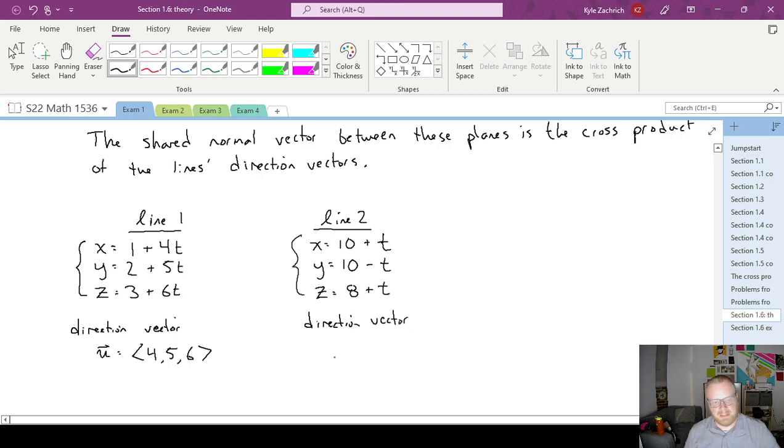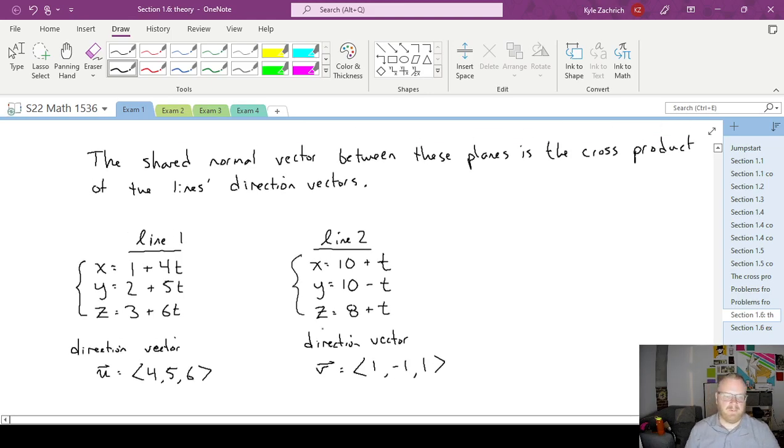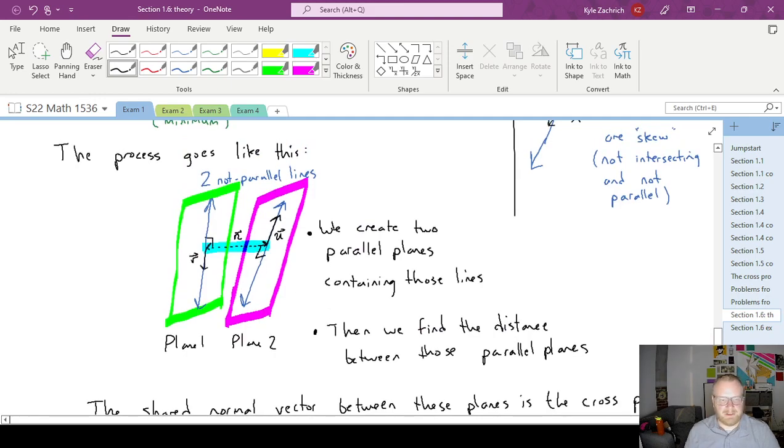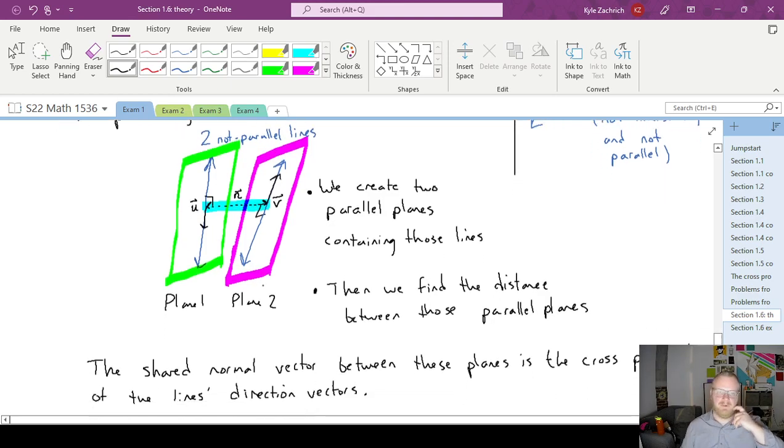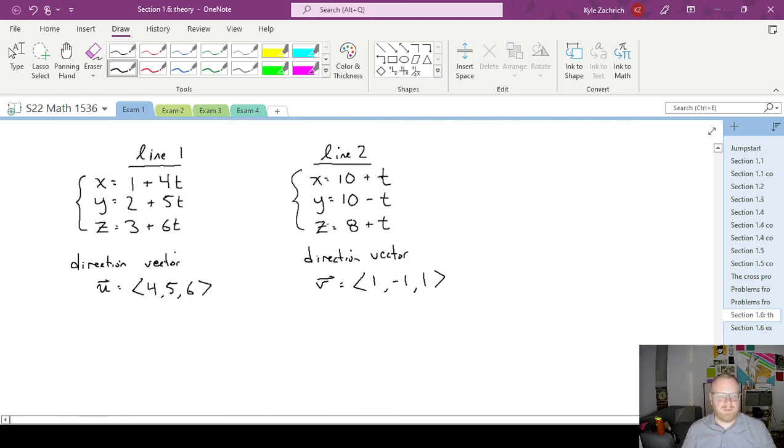This one has a direction vector -1, -1. Actually, I'm going to keep this consistent with my 1 and 2 here, so I'm just going to rename this. Sorry about that. Call this one U, call this one V, just so there's no confusion there. Again, the names don't matter. I'm just assigning names so that we have something to call them.